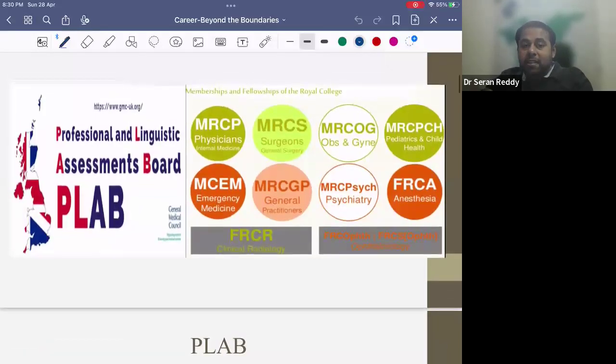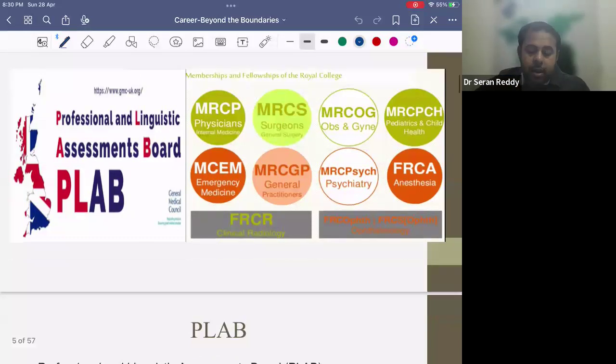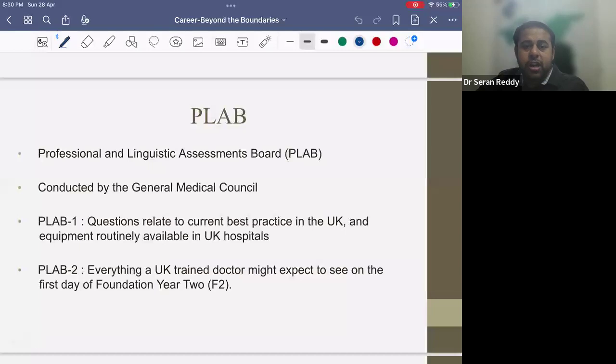So when it comes to UK, one examination is PLAB, which is getting replaced by UKMLA, and another is a membership examination. PLAB is a licensing exam, and MRCP, MRCS, MRCOG, MRCPCH, these are all called membership examinations. In both ways, you can go to UK. I'll initially explain about PLAB. It's just a name change with the UKMLA and nothing much changes. PLAB stands for Professional and Linguistic Assessments Board.